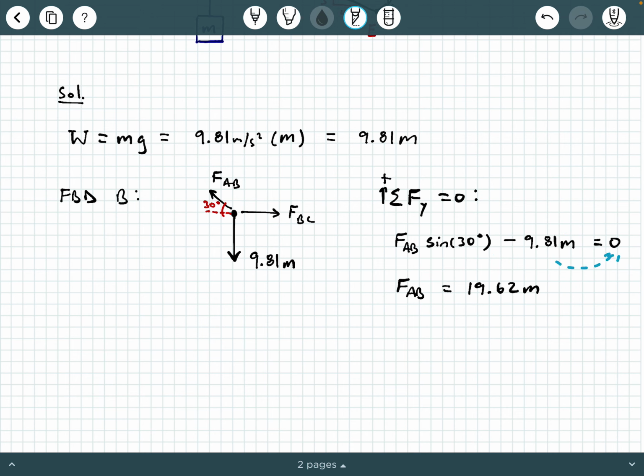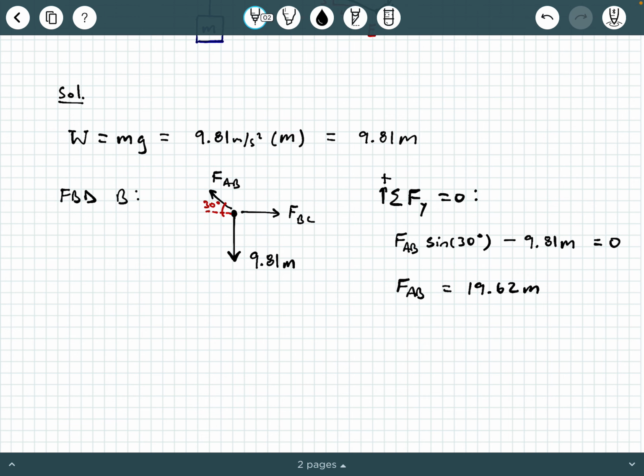Now, if you're wondering where I got 19.62, what I did was I moved the 9.81 m to the other side of the equation, and then I divided by sine of 30 degrees. If you remember from your trigonometry, sine of 30 degrees is 0.5 or 1/2, so you're essentially multiplying 9.81 by 2 when you do that operation. So that's one of my forces.